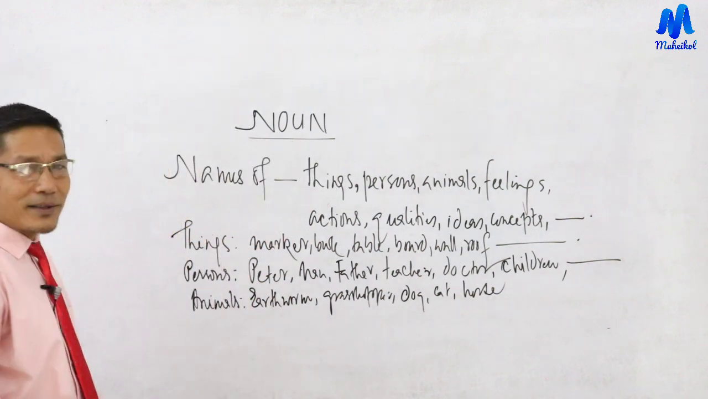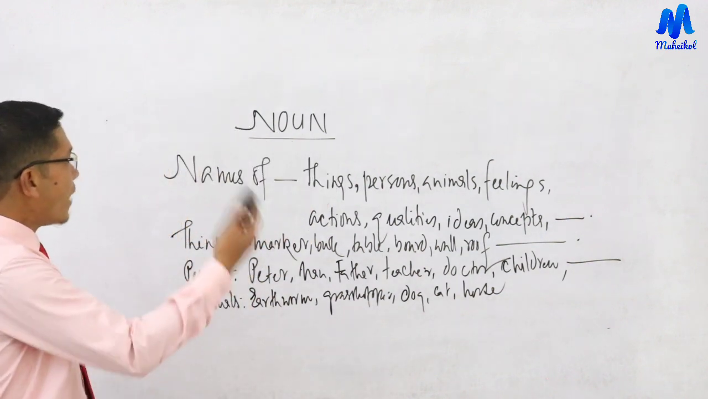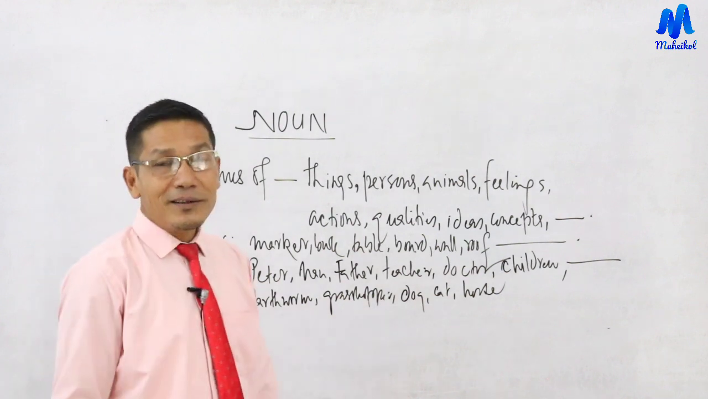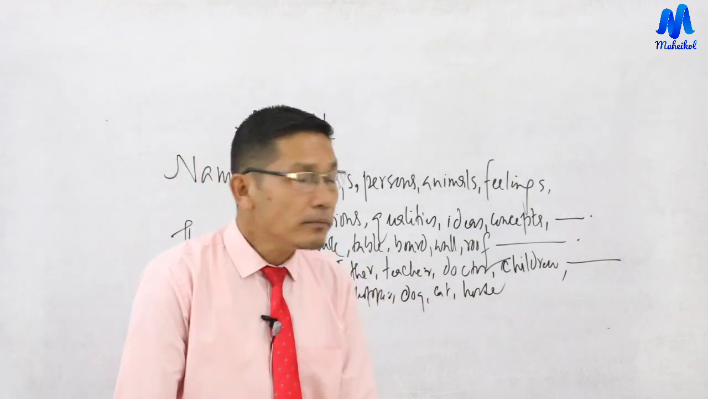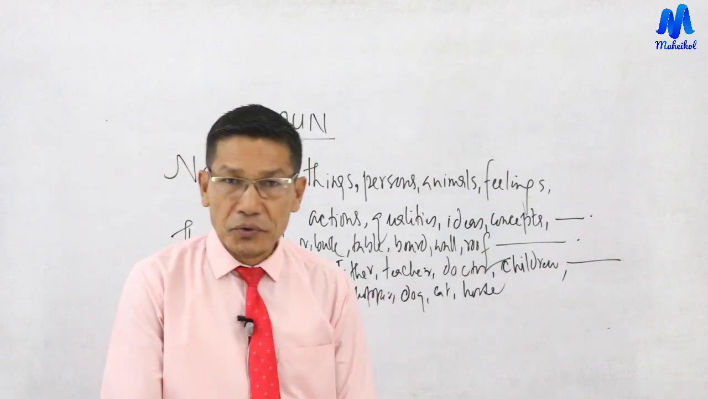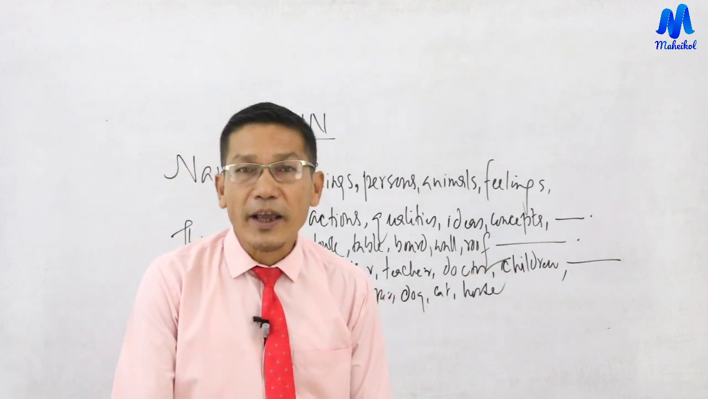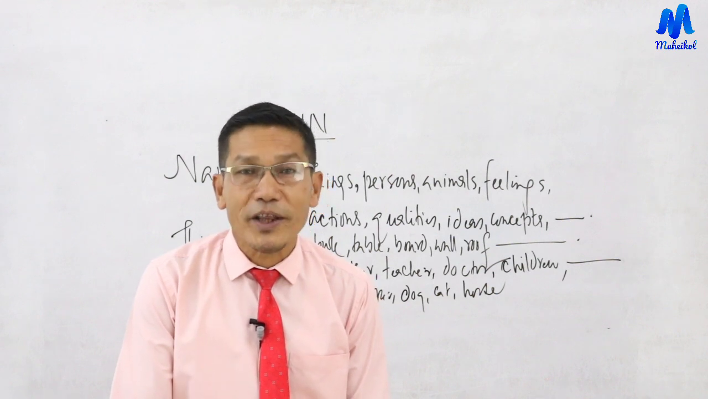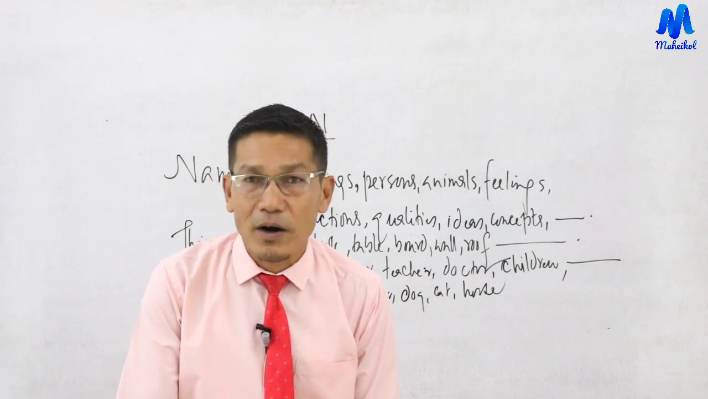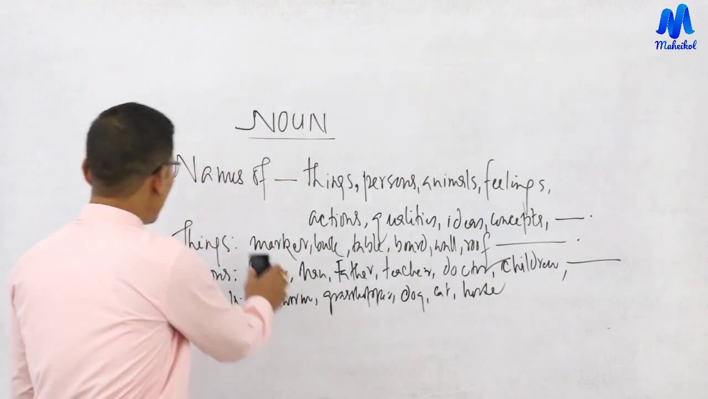Things, persons, animals. You can say hundreds and thousands of things. You can name them. You can name different kinds of persons also. Then you can name all the animals, not all the animals, at least 50 to 60 animals you can name, but you know that there exist a lot of animals in this world.